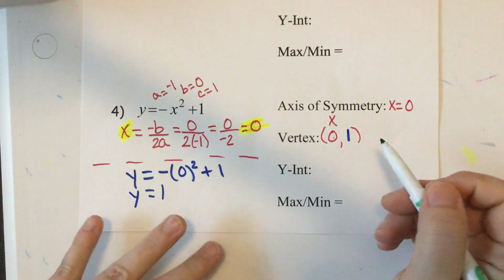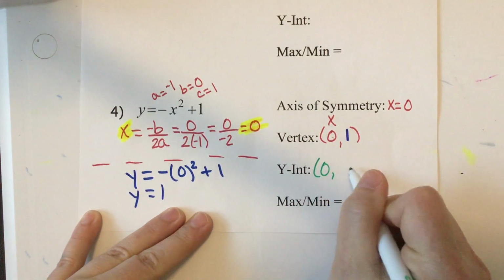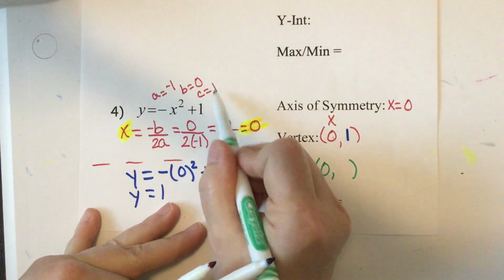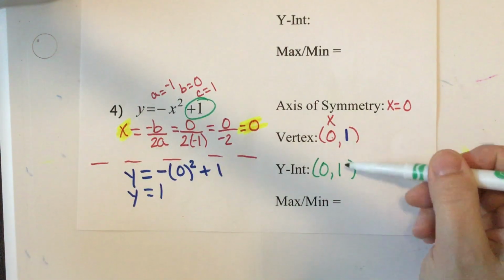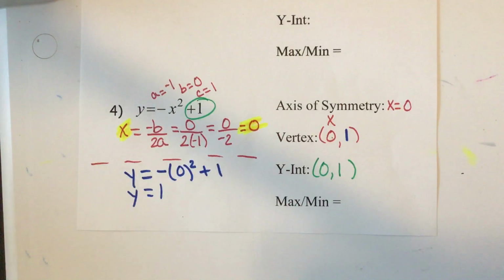Okay, the y-intercept is C. And who did we say C was? 1. Now notice the vertex and the y-intercept happen to be the same this time. So sometimes that happens, sometimes it doesn't.